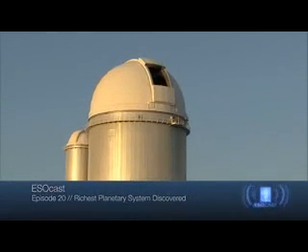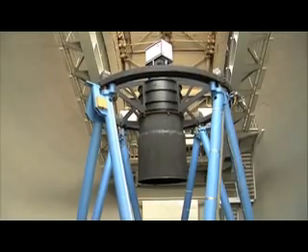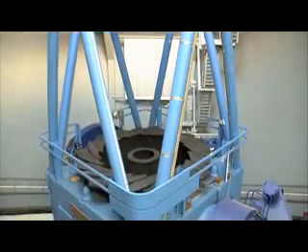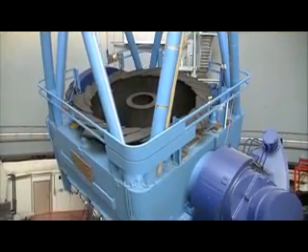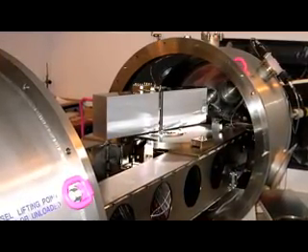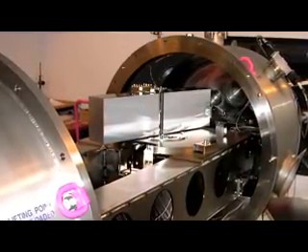The team of astronomers used the HARPS spectrograph attached to ESO's 3.6-meter telescope at La Silla, Chile. HARPS is an instrument with unrivaled stability and great precision, and the world's most successful exoplanet hunter.